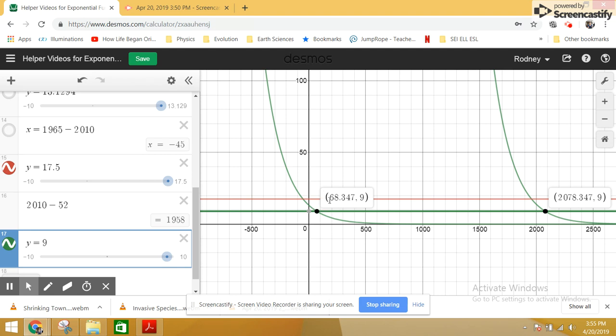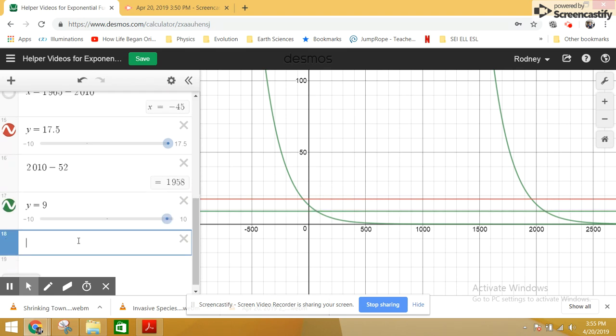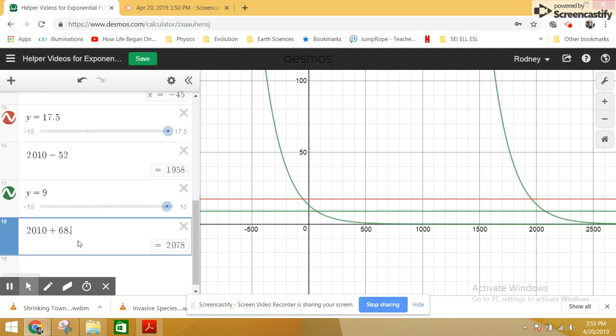So there's some rounding to do. I'm just going to round it to the nearest year. In this case, I could round to the nearest tenth of the year, so 2078.3, so sometime in March or April of 2078. And I can just confirm that 2010 plus 68.3 is about 3/10 of the year. So we're sometime in late March, early April of 2078 for that one.